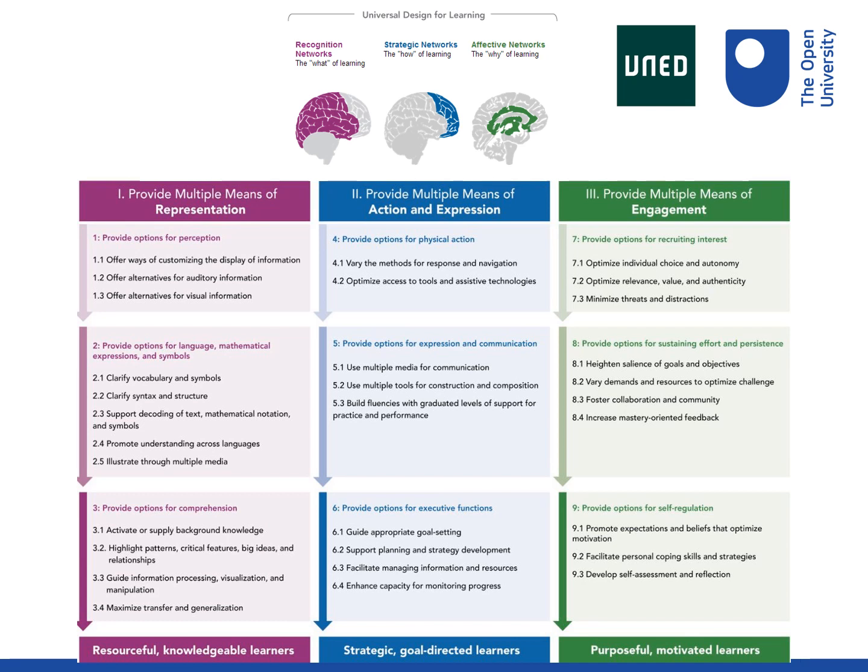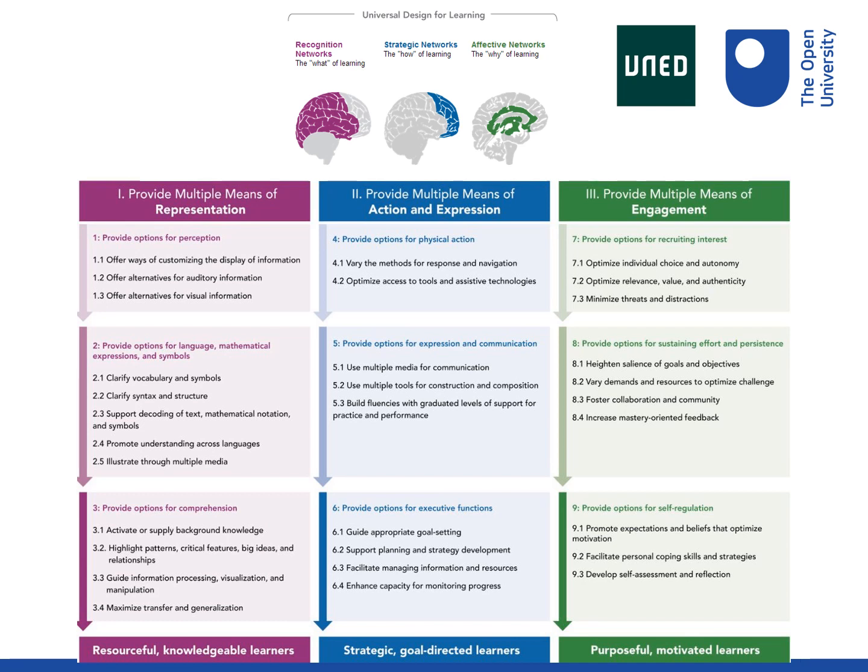So basically, provide multiple means of representation. So we have to provide options for perception, options for language, mathematical expressions and symbols, and options for comprehension. While in terms of action and expression, we have to consider options for physical action, options for expression and communication, and options for executive functions. Provide options for recruiting interest in terms of engagement, options for sustaining effort and persistence, and as well options for self-regulation.